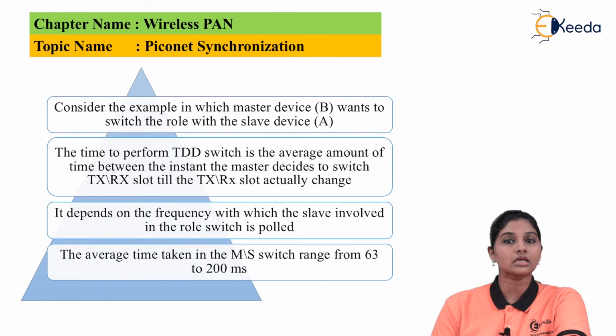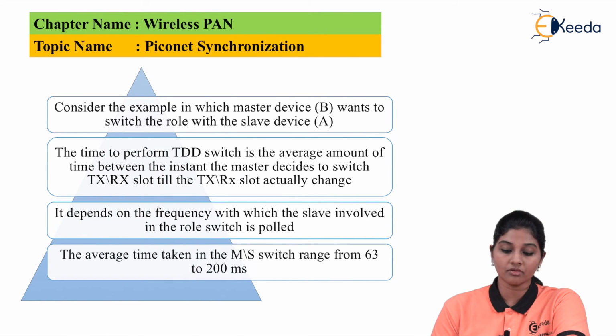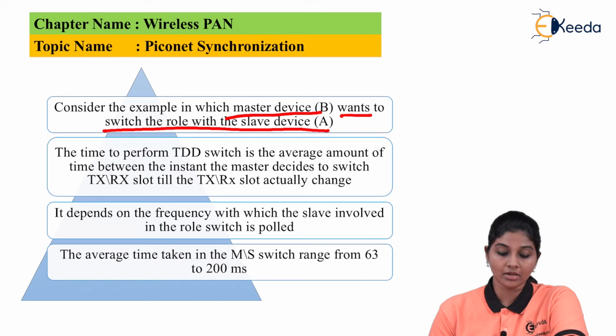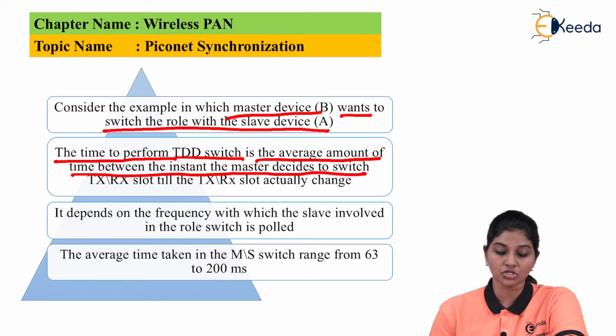Now let's consider an example in which a master device B wants to switch the role with the slave device A. That means B wants to be a slave and the slave A wants to be a master. The time to perform TDD switch is the average amount of time between the instant the master decides to switch the TX/RX slot till the TX/RX slot actually changes.